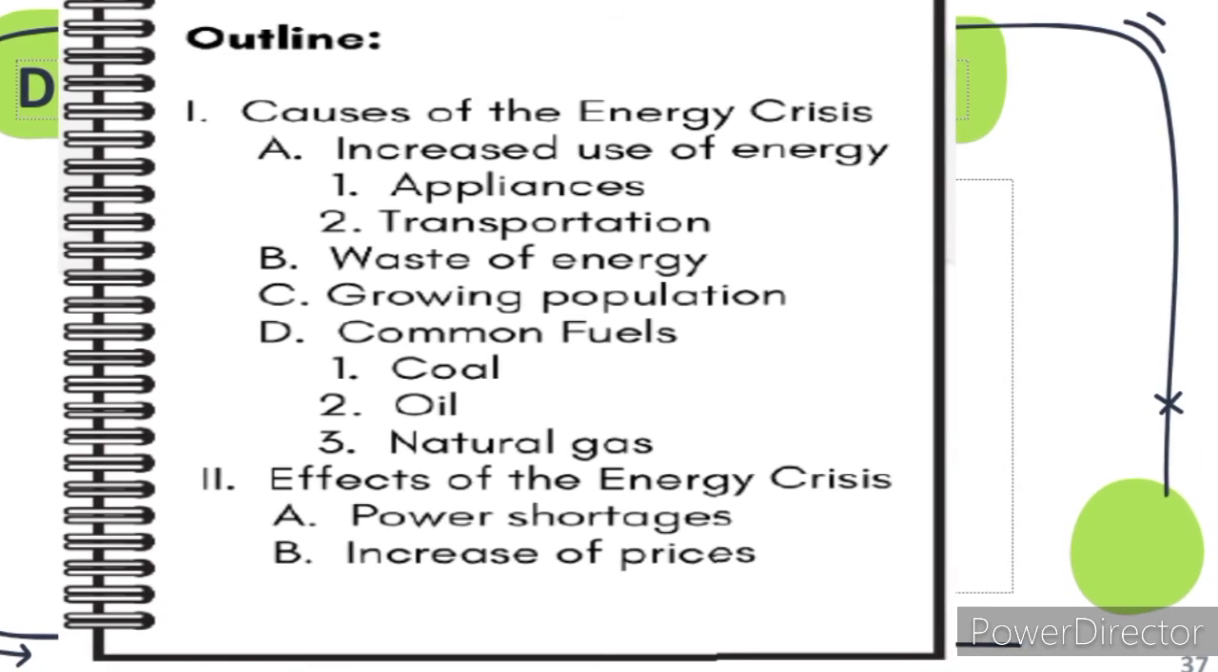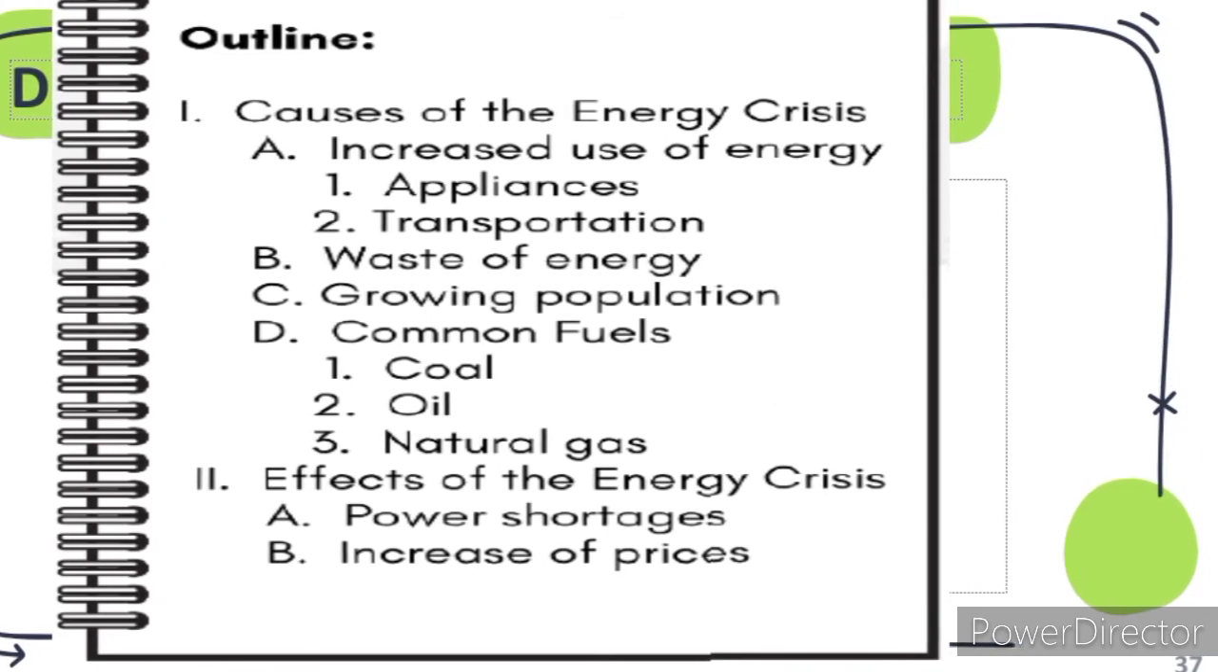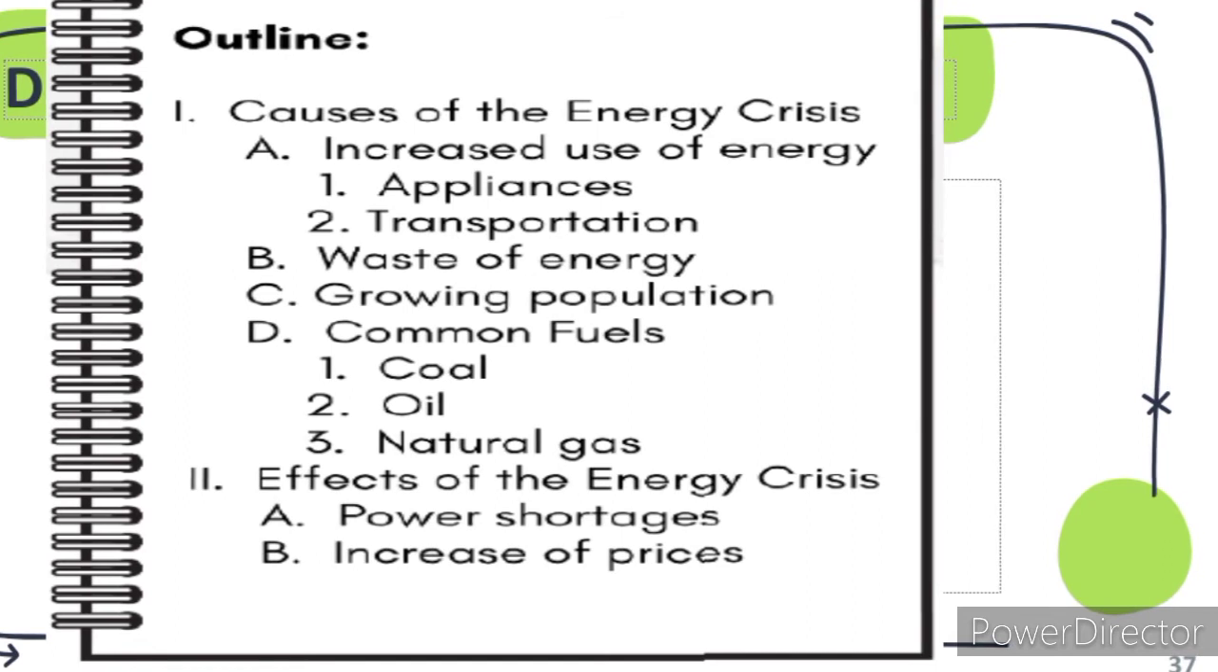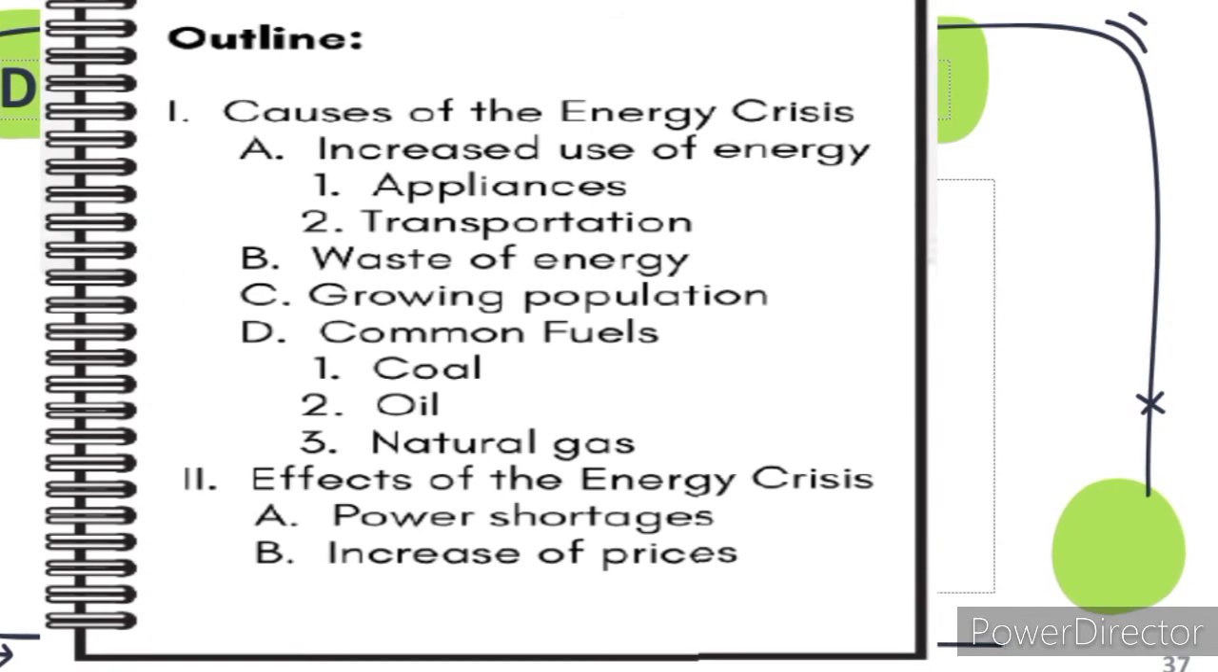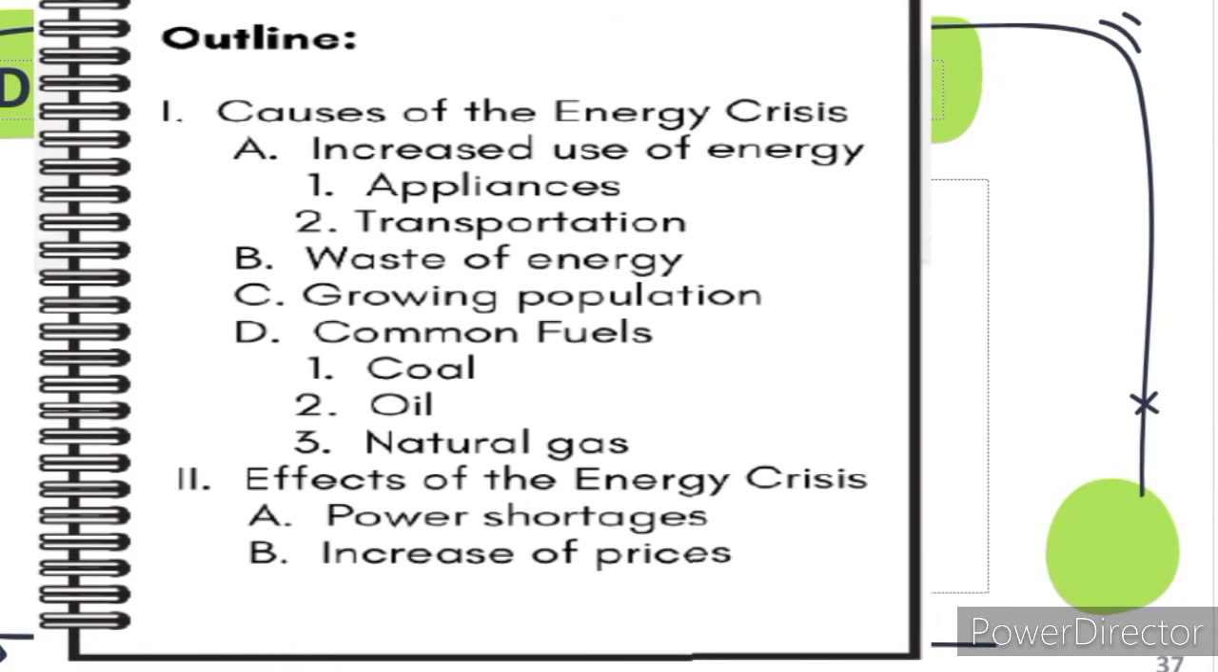Under Roman numeral number 2, we have the effects of the energy crisis. Subtopic A, power shortages. And subtopic B, increase of prices.